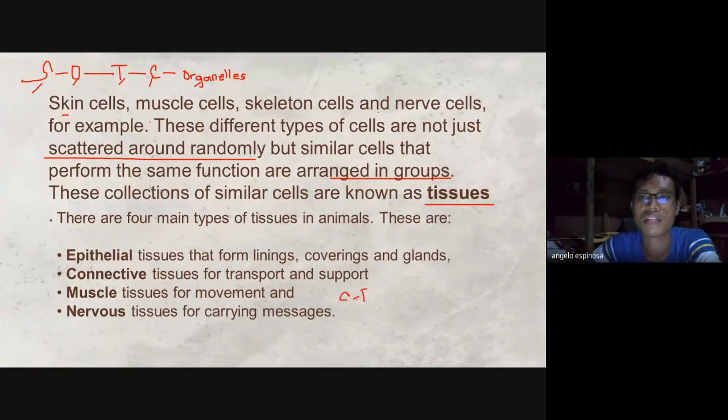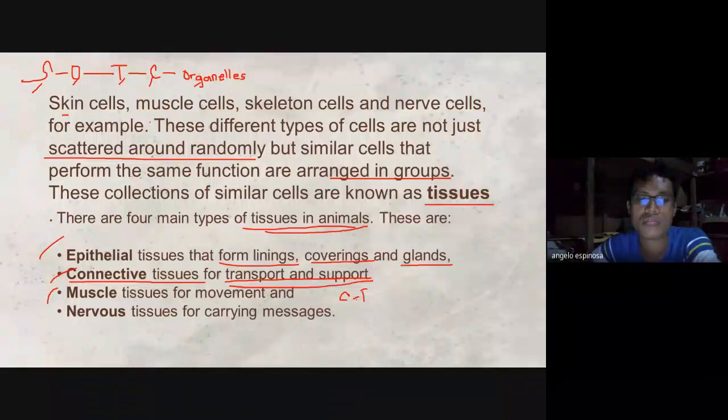So skin cells, muscle cells, skeleton cells, and nerve cells, you have examples. These different types of cells are not just scattered around randomly, but similar cells that perform the same function are arranged in groups. These collections of similar cells are known as tissues. There are four main types of tissues. First, epithelial tissues that form linings sa iyong small intestines, covering sa lungs, liver, lahat ng organs ng iyong katawan, and we have glands also. Number two, connective tissues for transport and support, yung mga meat and other things, sa blood vessels din yan. Number three, muscle tissue for movement, or locomotion. And number four, nervous tissues for carrying messages, okay?